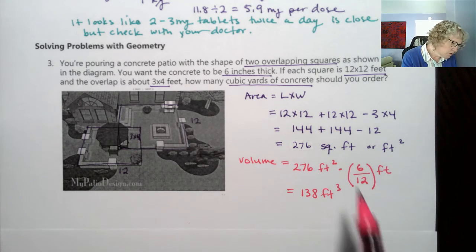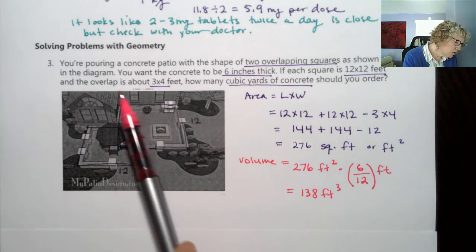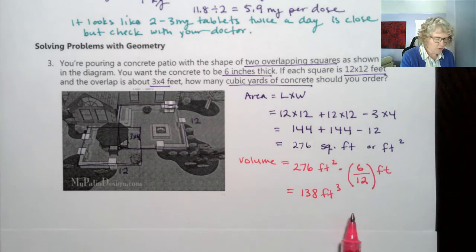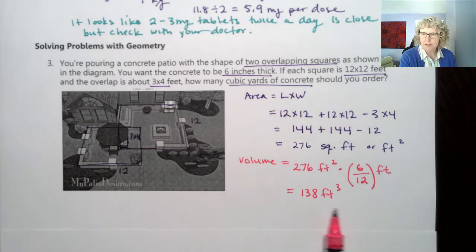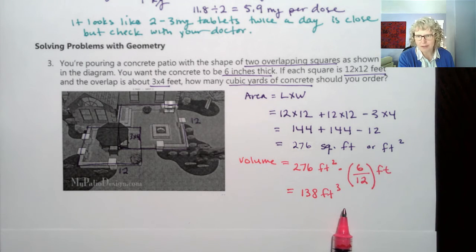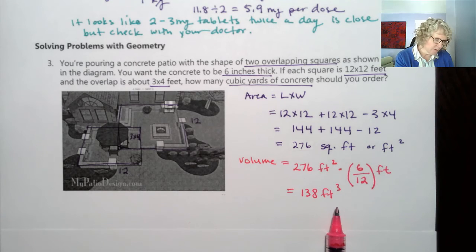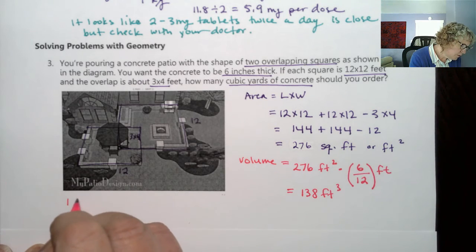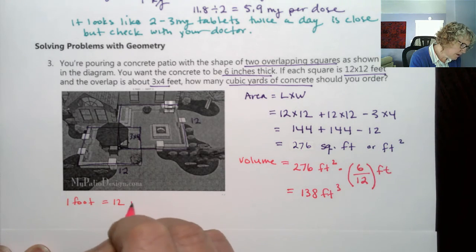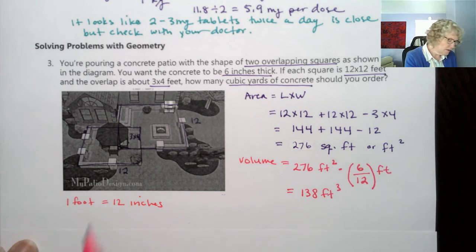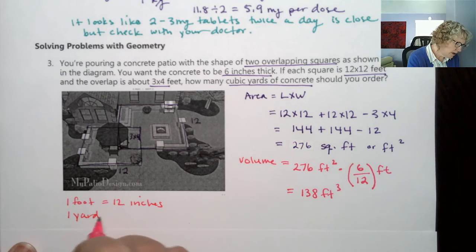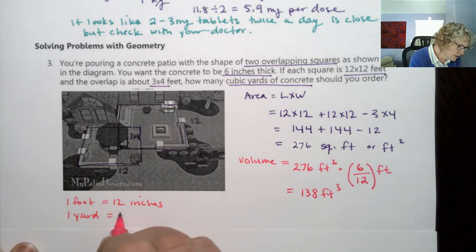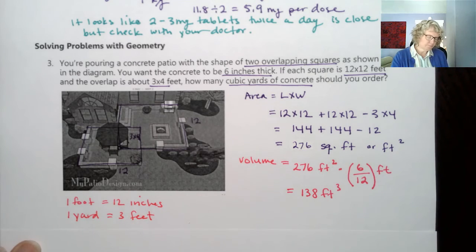Now where are we in this question here? How many cubic yards of concrete should you order? When you order concrete, it doesn't come in cubic feet, it comes in yards. And when they say yards, they mean cubic yards. So we need to convert this. In addition to geometry, we have a unit conversion as well. We already used 1 foot equals 12 inches. I'll write that down here. Those are in the table. 1 yard, do you know how many feet that is? That is 3 feet.